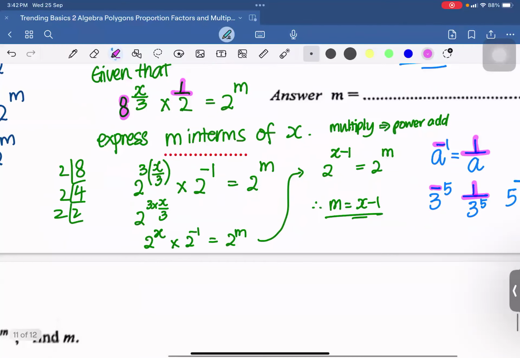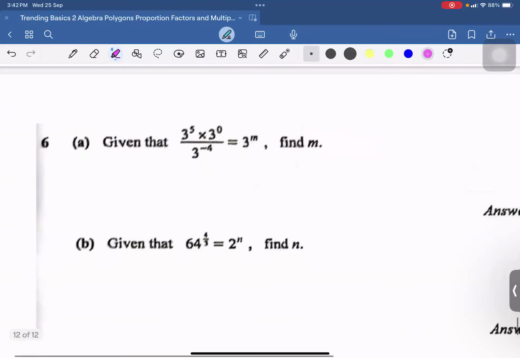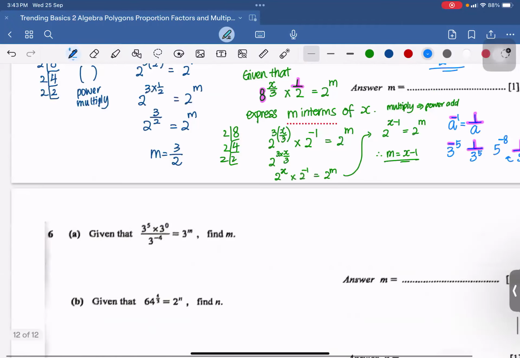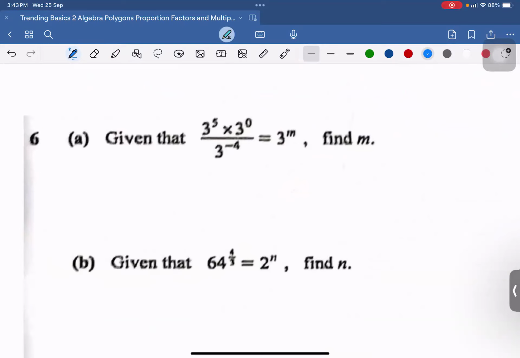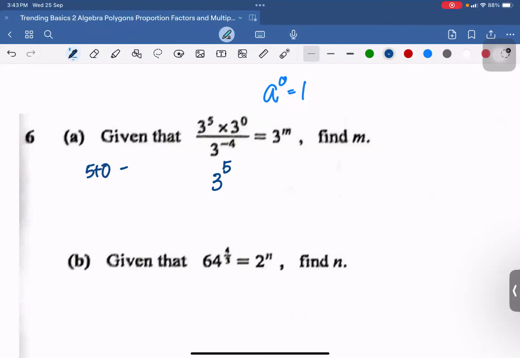Okay, good. You see this one also has negative power, 3 to the power n. Almost everything is repeated. The skills are always the same, whether it is number or algebra. In this case, very simple. First part, when we multiply, power add together. Then this one is 0; anything to the power 0 is just 1. But 3 to the power 5 times 1 is still 3 to the power 5. So I get 3 to the power 5, since 5 plus 0 equals 5.